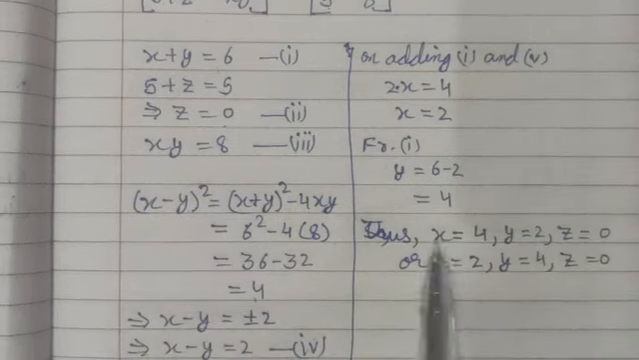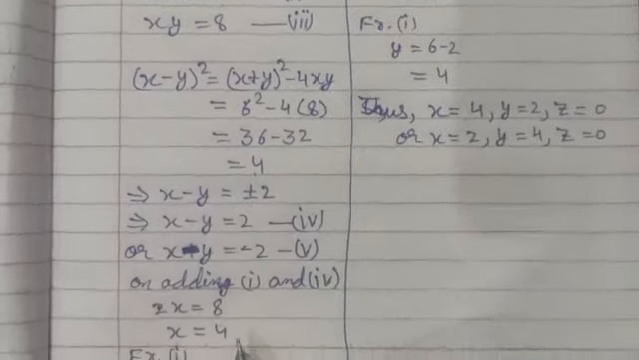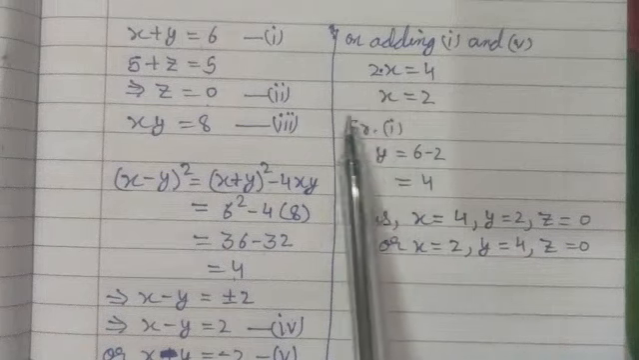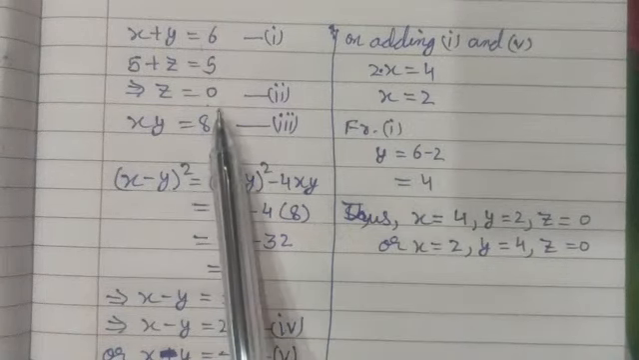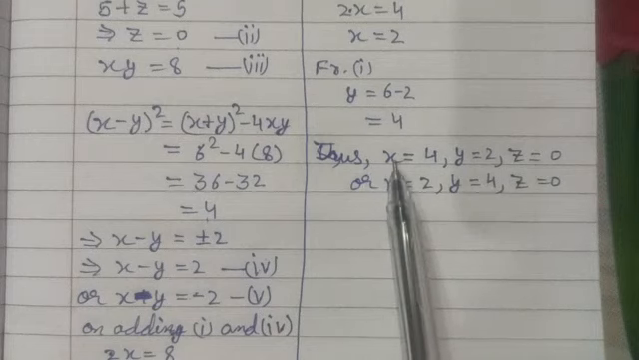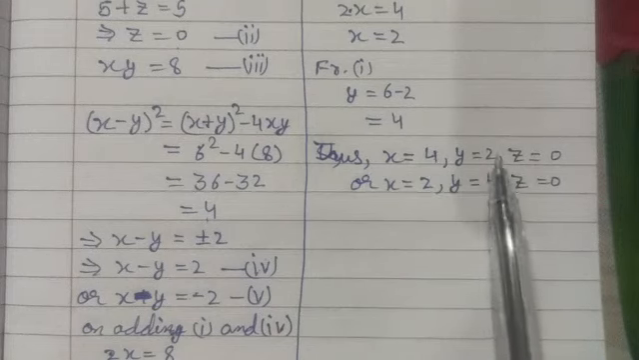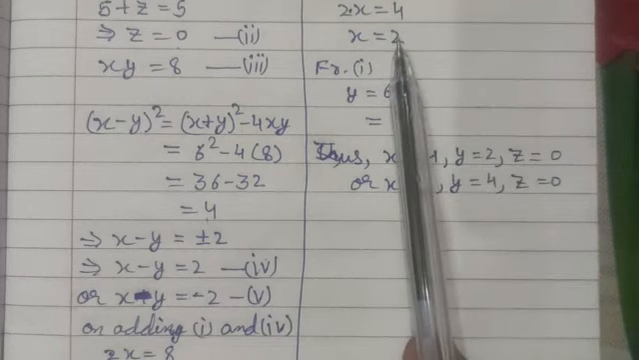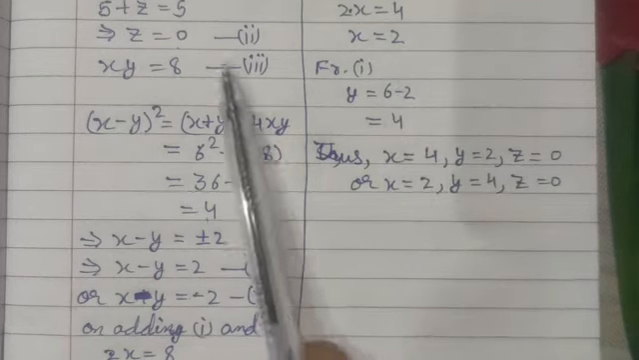Now here in first case x was 4 then y was 2, and if x was 2 then y was 4, and z is 0 in both the cases. So we can say the value of x is 4, y equal to 2, and z is 0, and in second case x is 2, y is 4, and z equal to 0.